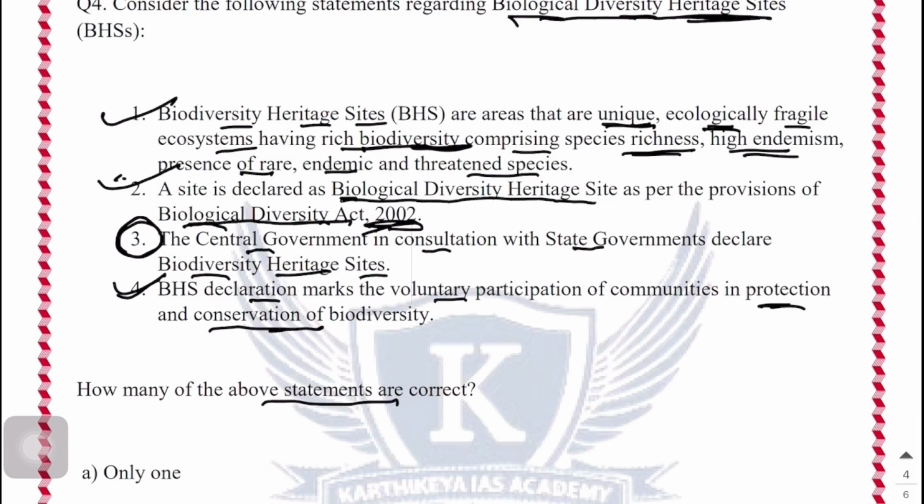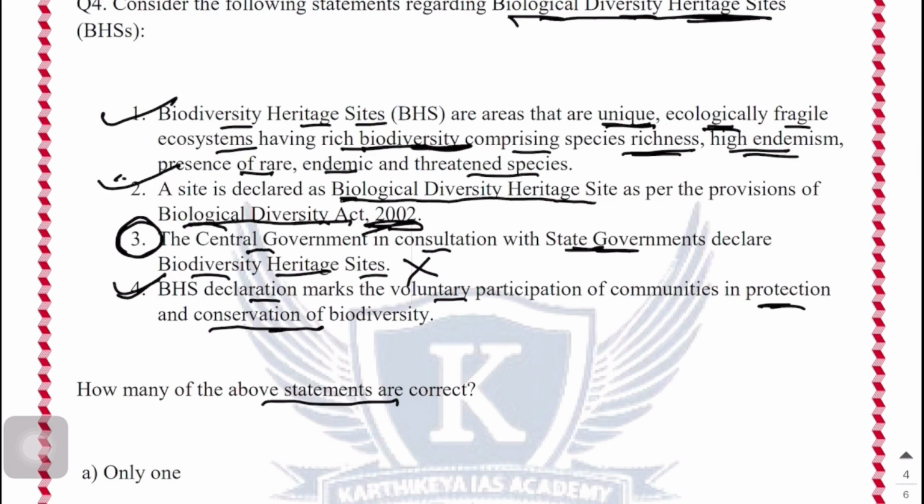as statement 3 says that the central government in consultation with the state government declares the biodiversity heritage site, which is an incorrect statement, because as per the section, the state governments are empowered to notify in the official gazette, in consultation with the local bodies, areas of biodiversity importance as biodiversity heritage sites. Under subsection 2 of section 37 of the BD Act, the state government in consultation with the central government may frame rules for the management and the conservation of the BHS.